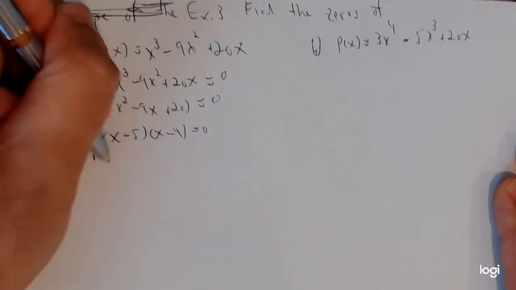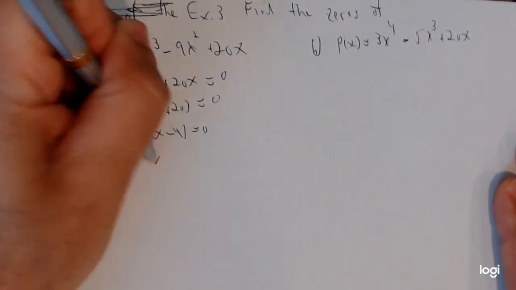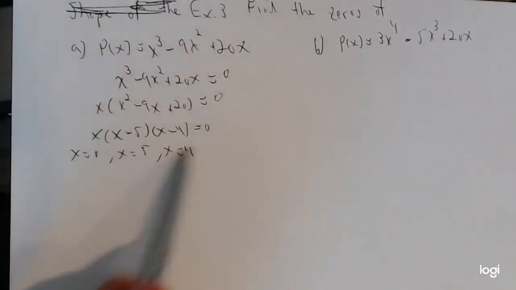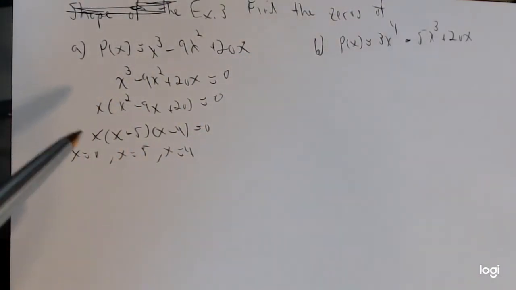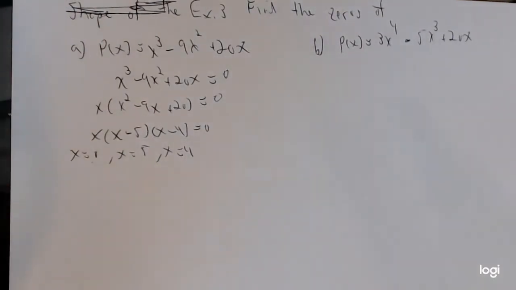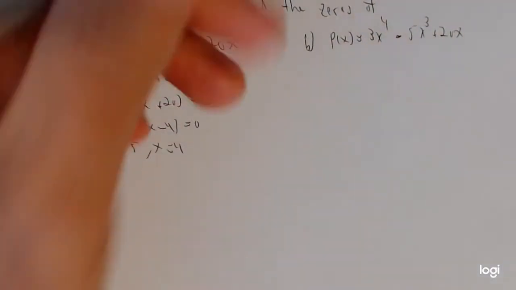X equals 0, x equals 5, x equals 4. Now, visually speaking, this is where the graph crosses the x-axis. That's also important because eventually we're going to put everything we've learned together to graph a function.